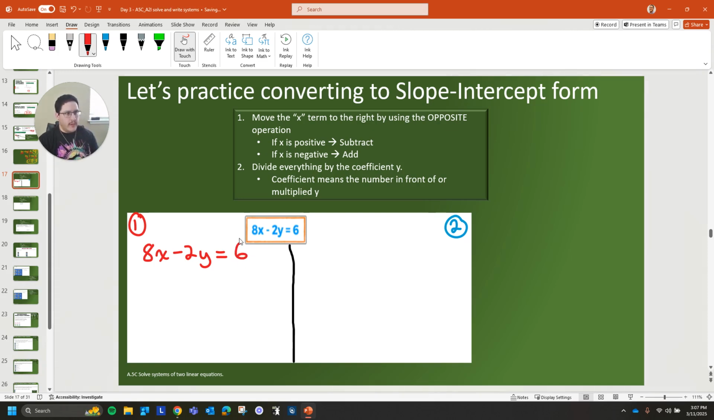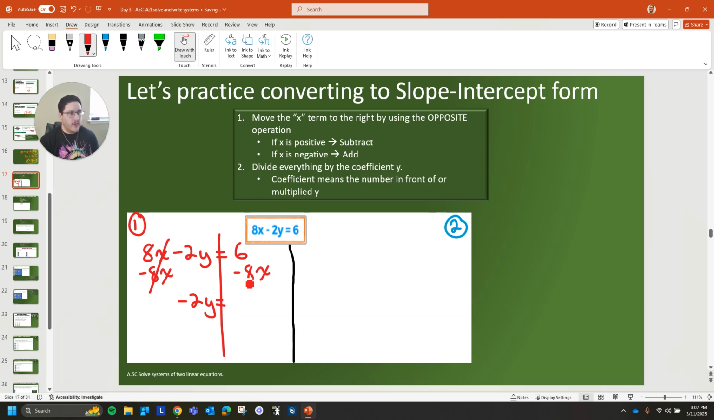So the first way to do this, to get y by itself, I'm going to subtract 8x on both sides. Whatever is the furthest away from the y is the thing I want to focus on first, which is the x, in this case, the 8x. This is positive 8x. Notice that there's no sign to the left of the 8, so I'm going to just subtract 8x on both sides. Positive 8, negative 8 cancels, and I'm left with negative 2y.